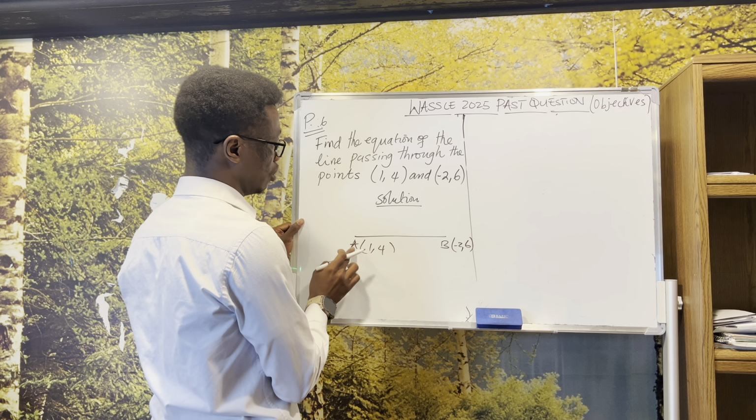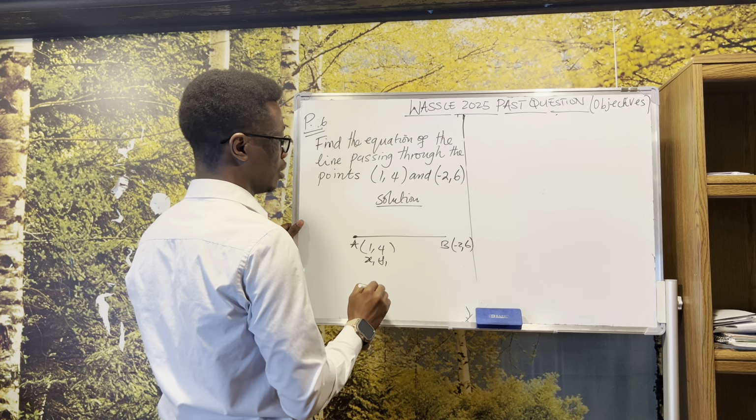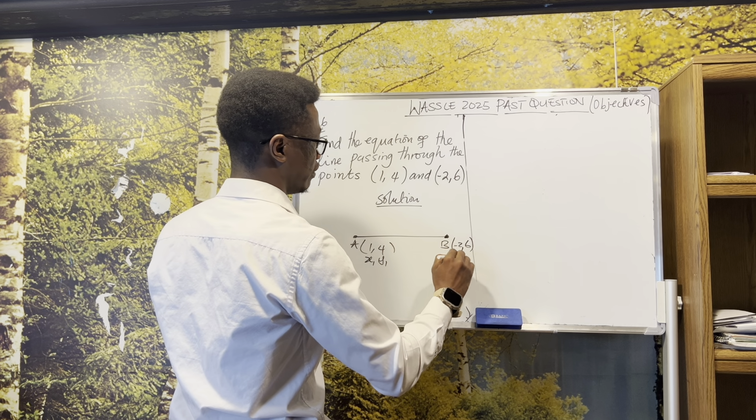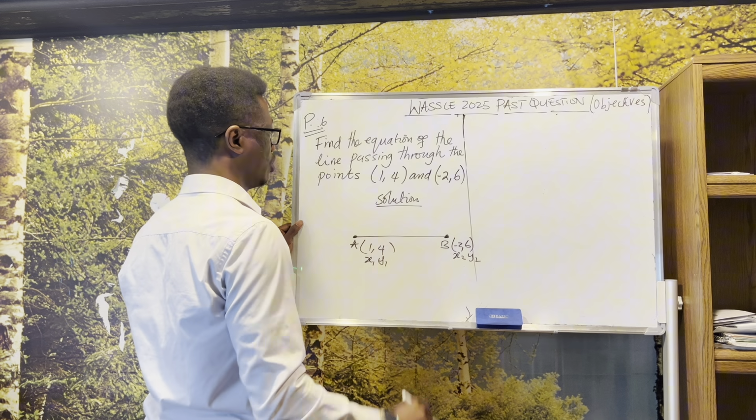The first thing you have to do, from the origin, you label this as x1, y1. Then from the destination, you label this as x2, this is y2. Okay, and you're asked to find the equation.